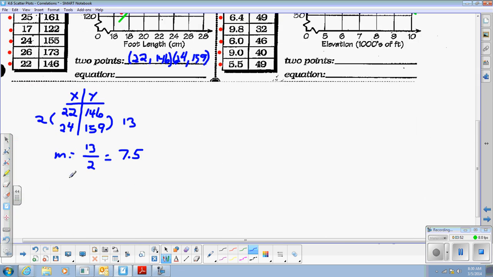So I'm still down here on my scratch paper. I haven't put anything up here on my paper yet. I know that if I use one of these points and the slope, so I'm going to pick that one right there, and this slope is 7.5, I can write an equation in slope-intercept form. So here we go.